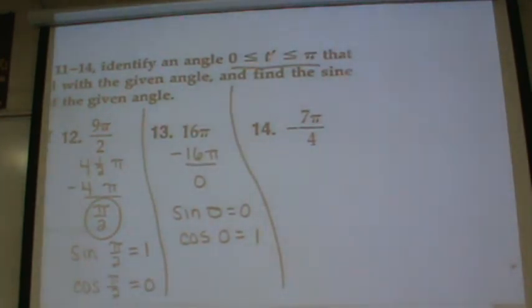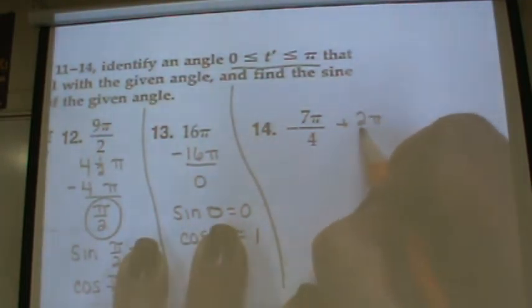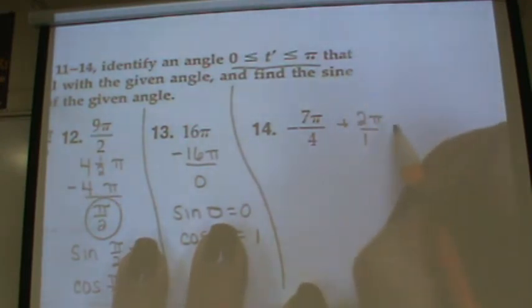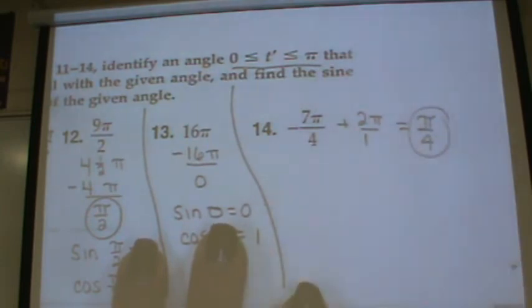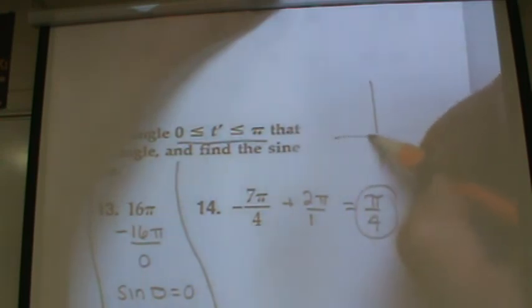-7 pi over 4. We've got to go the other way. We're going to add 2 pi to this, which is really 8 pi over 4. So if we added 2 pi to this, what do you get? You get pi over 4. And where is pi over 4, everyone? Where's pi over 4?